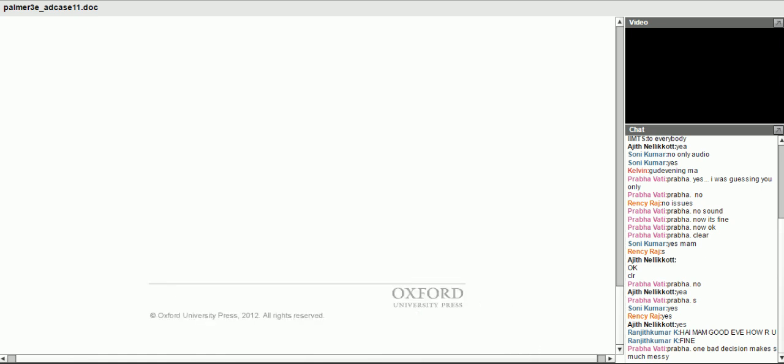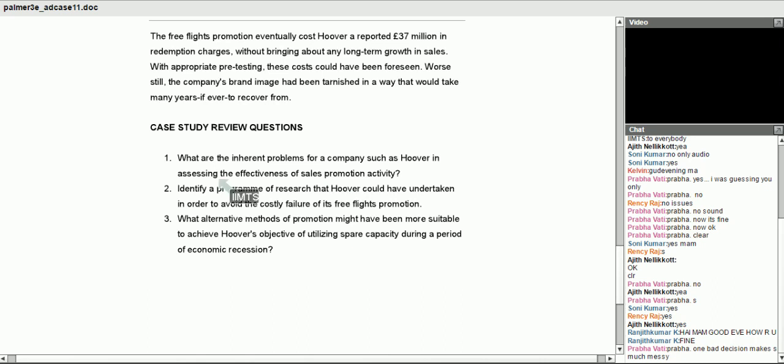And now there are certain questions. So the first question is, what are the inherent problems for a company such as Hoover in assessing the effectiveness of sales promotion activity? What was the real drawback in this? Why were they not able to assess the effectiveness of this sales promotion activity? What was the real problem with that company? Anyone has any answer? You can take up the answer to any three of the questions. It means you do not have to answer only one at a time. You can answer 2 or 3 also.